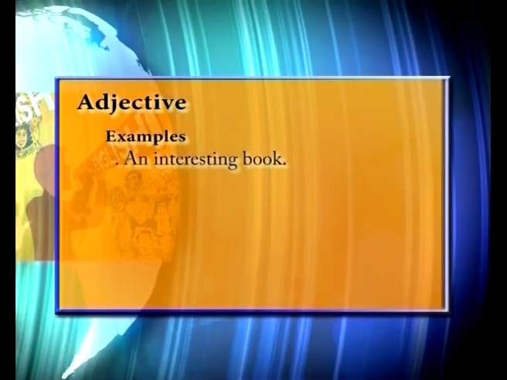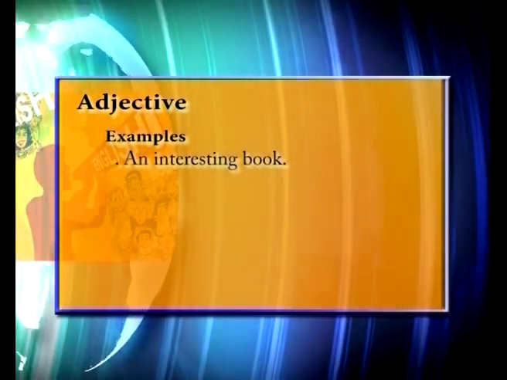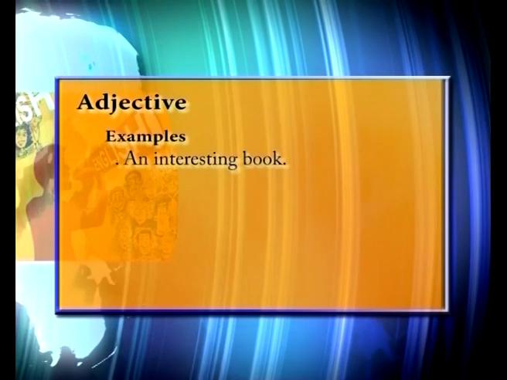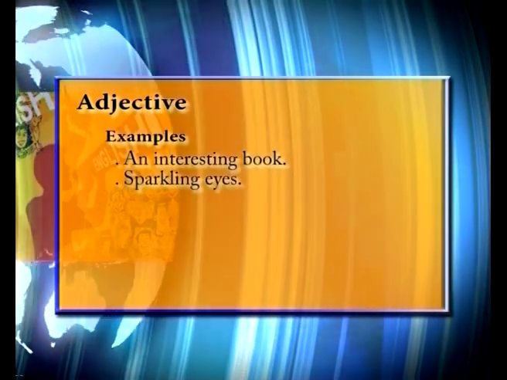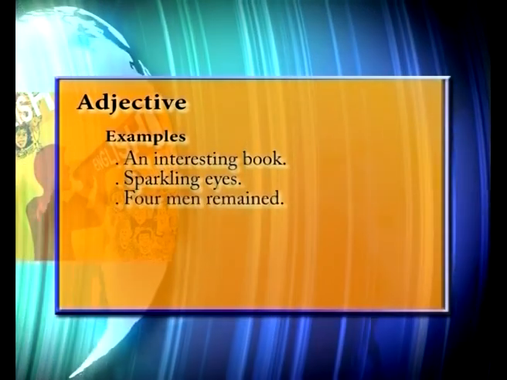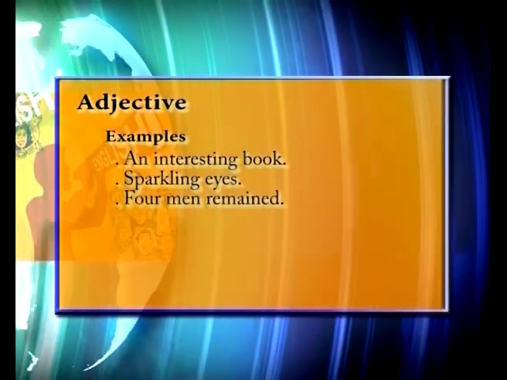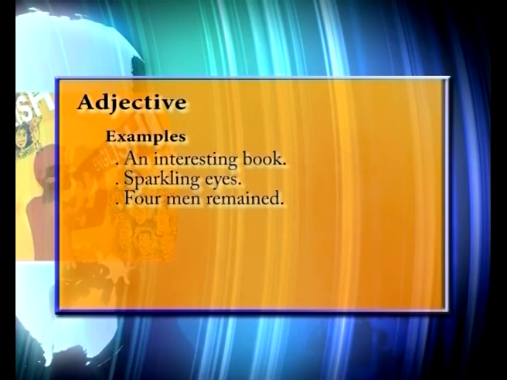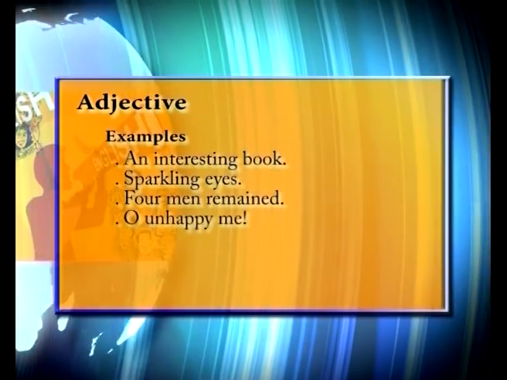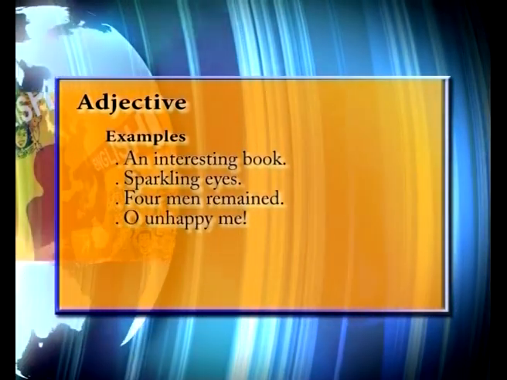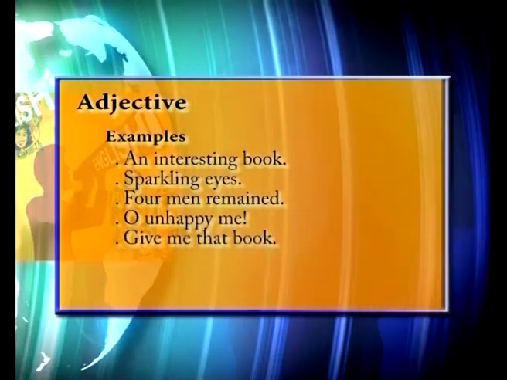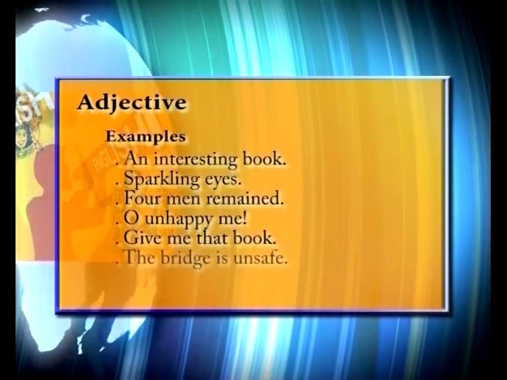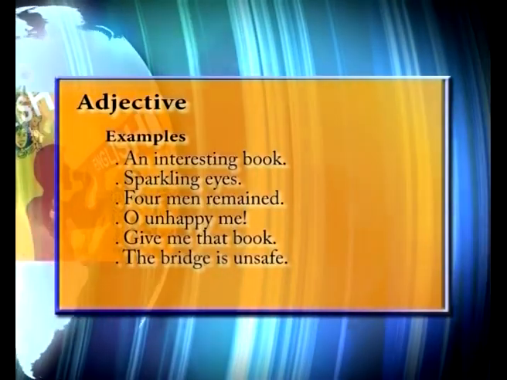An interesting book. Here, interesting is adjective and book is noun. Sparkling eyes, sparkling, adjective, eyes, noun. Four men remained. In this sentence, four is adjective. Oh, unhappy me. Unhappy, adjective, me is pronoun. Give me that book. That too is an adjective. And then you've got one more example. This bridge is unsafe. Unsafe is again adjective.